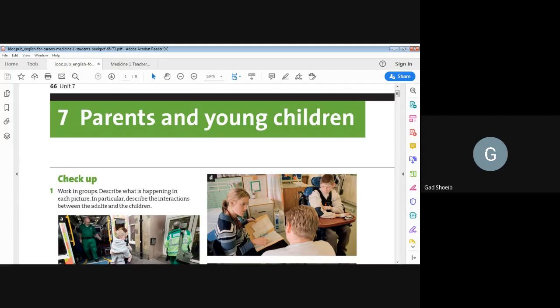Let's move on. I think picture A is clear, right? Yeah, very good. What about picture B? What do you think? Let's describe what's happening in this picture. What's happening in picture B? Who can tell me? Who can participate? By the way, participation is important for you. Maybe the child has a special situation. Yeah, maybe. Right.